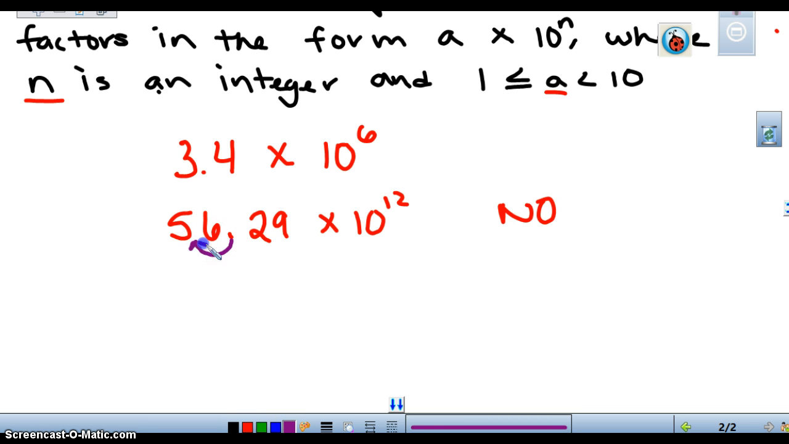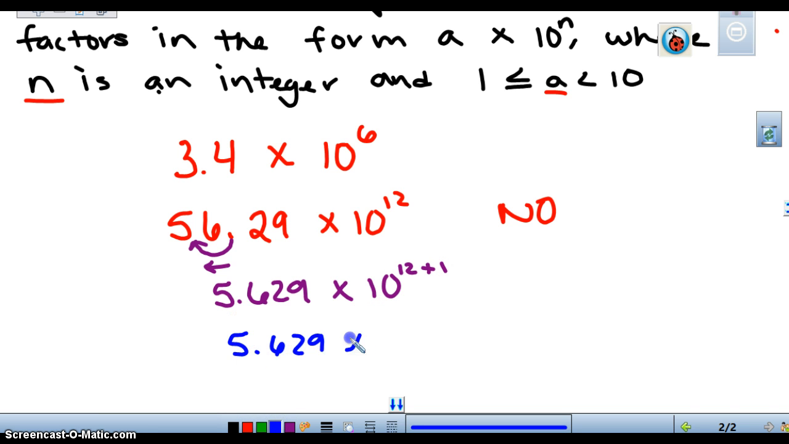Move the decimal one place left. That means 5.629 times 10 to the what power? When you move the decimal to the left, you have to add 1. That means 10 to the 13th power.